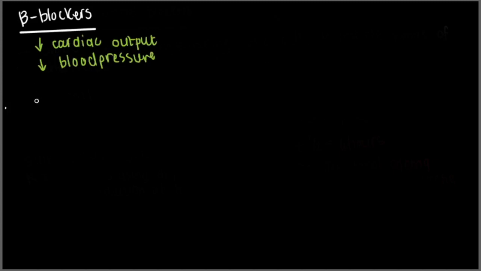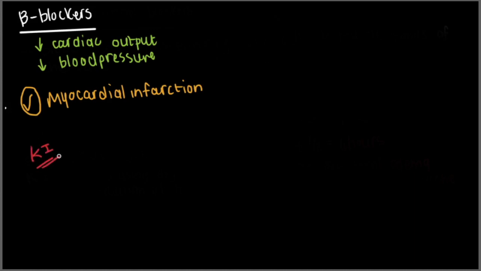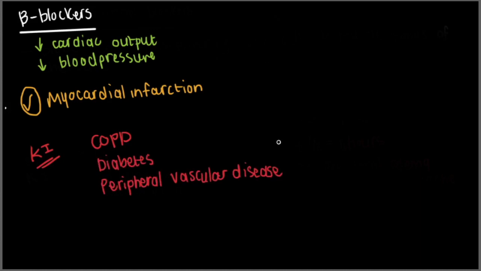So let's shortly discuss the beta blockers. Alright, so these drugs block the beta receptors on the heart from being stimulated. So they're going to decrease the cardiac output as well as the blood pressure. It's also quite often used for patients who had a recent myocardial infarction. Some of the very important contraindications are patients with COPD, constrictive pulmonary diseases, as well as diabetes. And the last contraindication is patients having peripheral vascular disease.